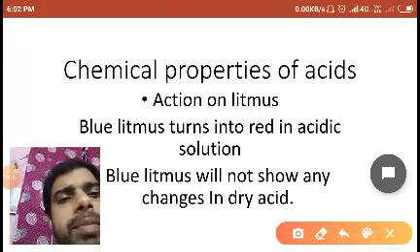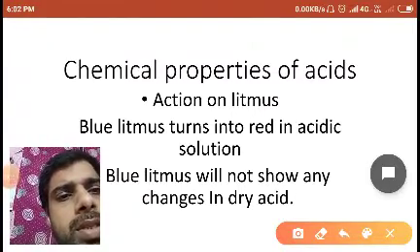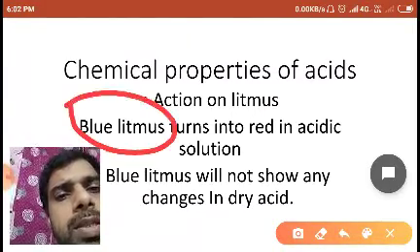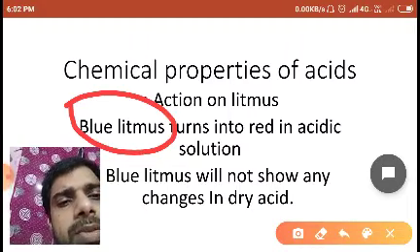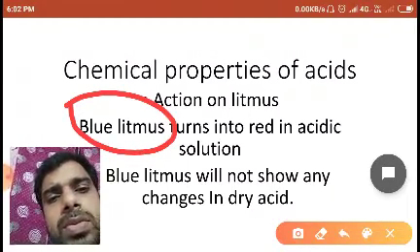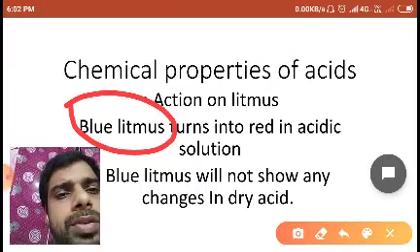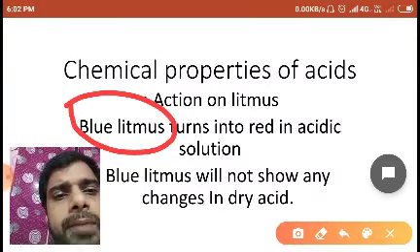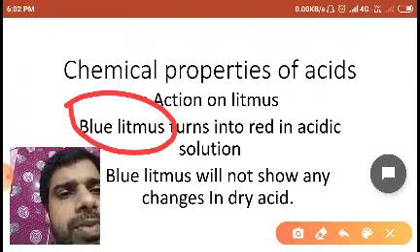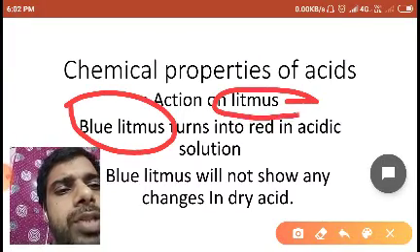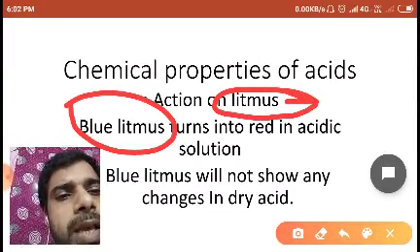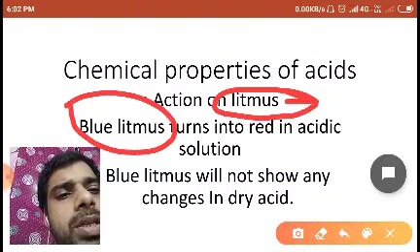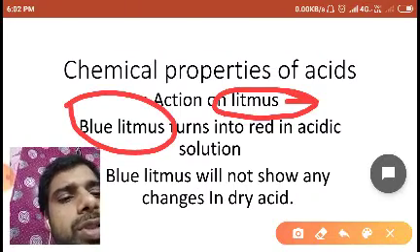But here I have taken only the blue litmus paper. Experimentally I will tell you the effect of red litmus on acids. Okay, so you can see that the first chemical property is action on litmus. As it is written, blue litmus turns red in acidic solutions.